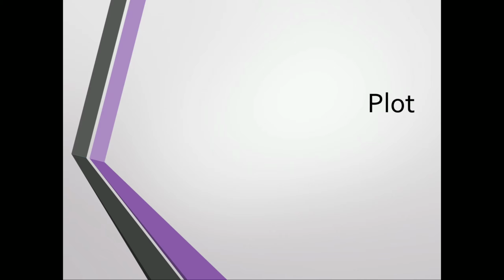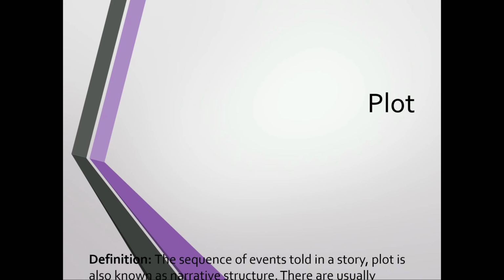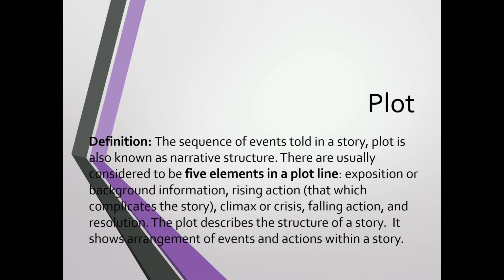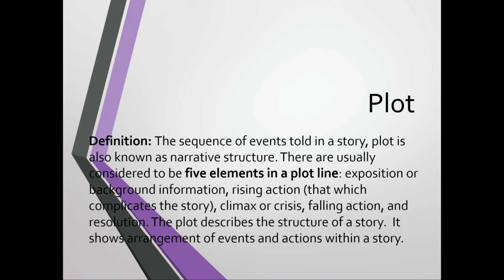As we all know already, a plot is nothing but the sequence of events told in a story. Plot is also known as a narrative structure. There are usually considered to be five elements in a plot line: exposition or background information, rising action, that which complicates the story, climax or crisis, falling action, and resolution. The plot describes the structure of a story. It shows the arrangement of events and action within a story.